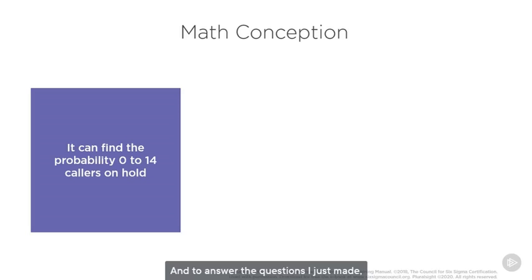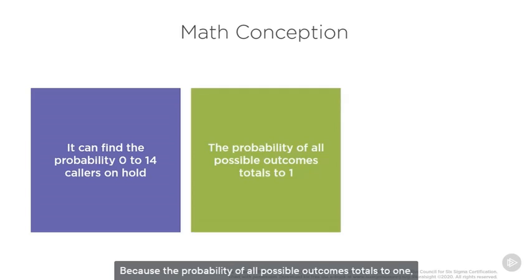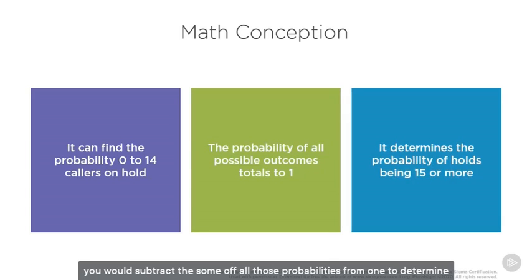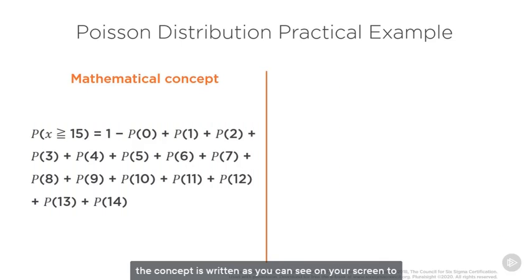And to answer the questions I just made, you can use the Poisson equation to find the probability of there being 1, 2, 3, 4, up to 13 and 14 callers on hold at any given time. Because the probability of all possible outcomes totals to 1, you would subtract the sum of all those probabilities from 1 to determine the probability of the number of holds being 15 or more. Mathematically, the concept is written as you can see on your screen.